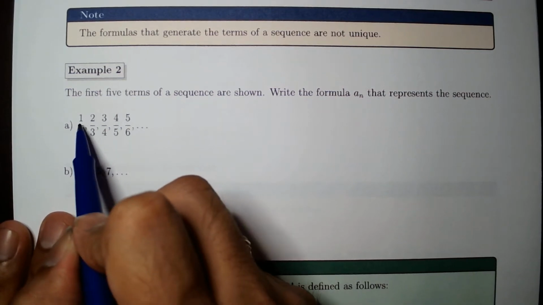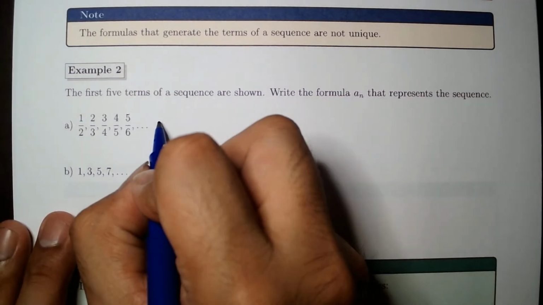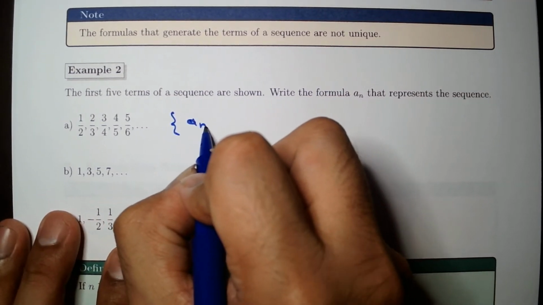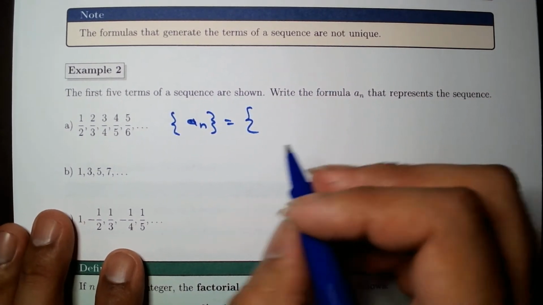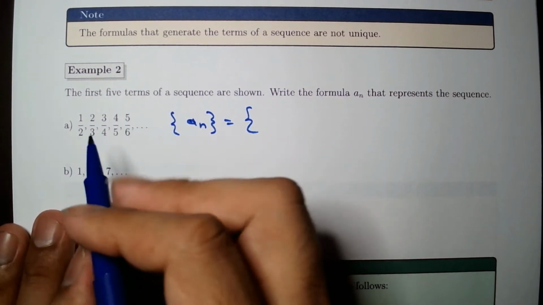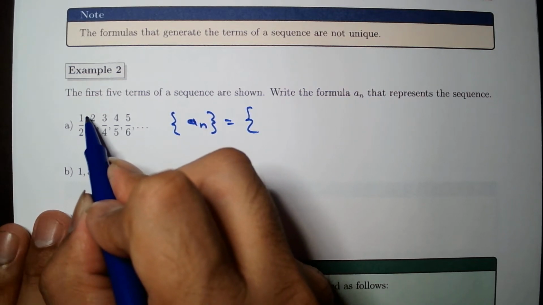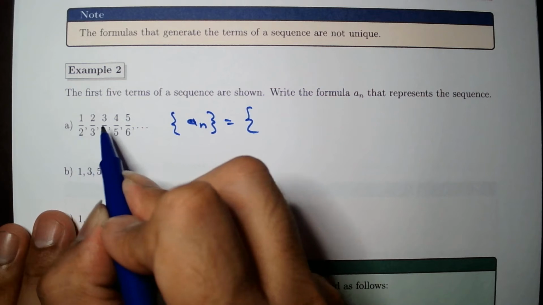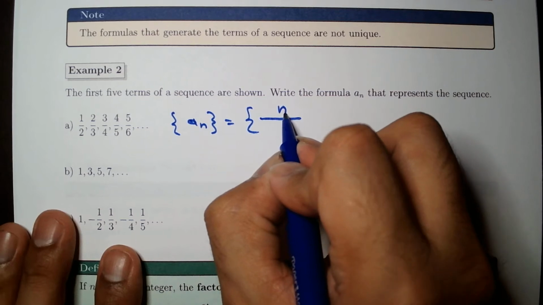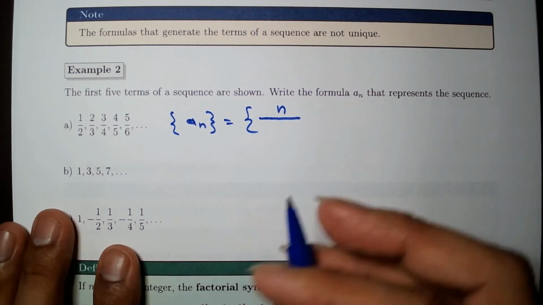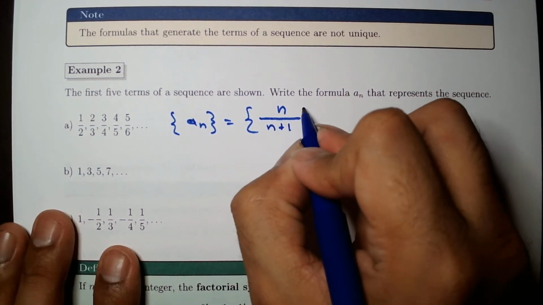Notice in the numerators, we have the numbers going from 1 to 5, one at a time, with increments of 1. So we can call this a sub n. Notice that for every numerator, the denominator is 1 more than the numerator: 1 and then 2, 2 and then 3, 3 and then 4. So how can we represent that? If the numerator is n, then the denominator is n plus 1.